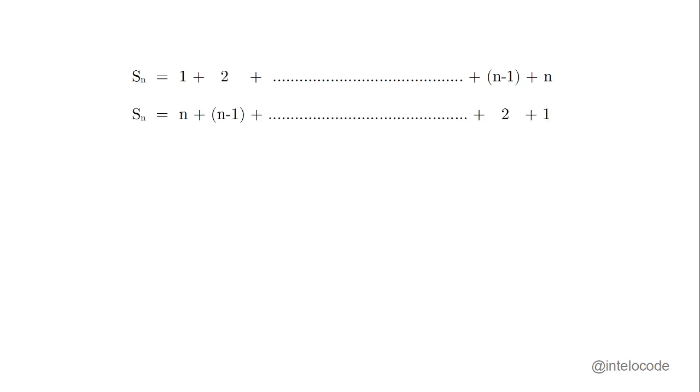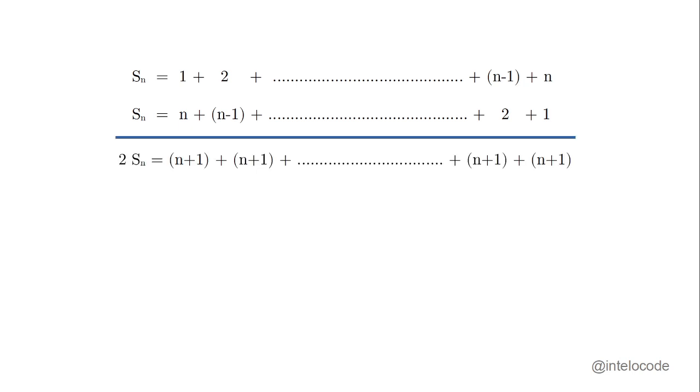Let's generalize the solution where we will replace the numbers with variables. We'll do this for the first n numbers, where Sn is the sum of n numbers. Again, we'll write this series in reverse and we will add up both of these equations. Now we will get n plus 1 as the sum of each pair, and this n plus 1 will be appearing n times.